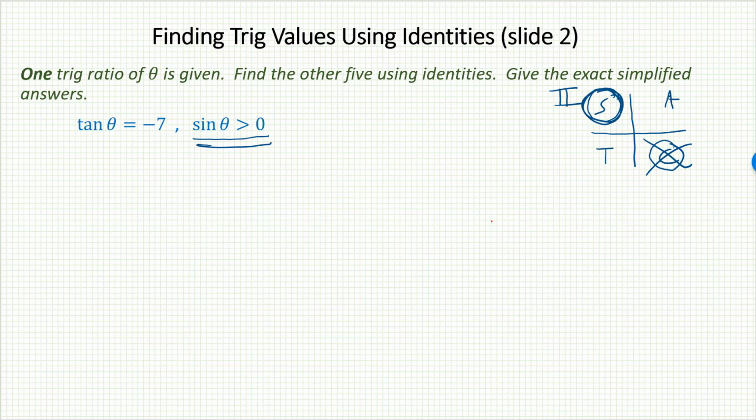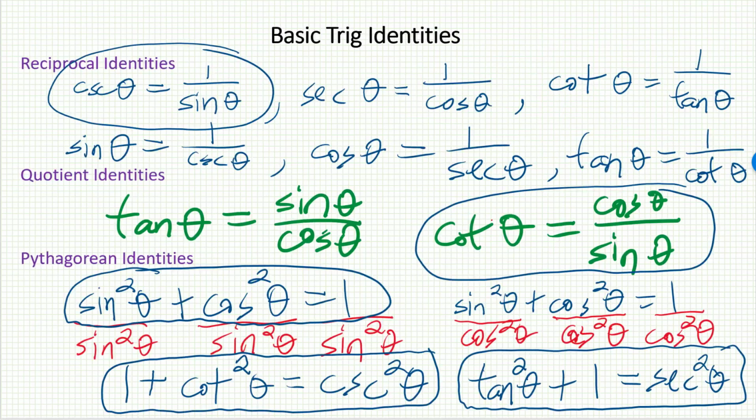Watch how that fact becomes important. Now, where am I going to start here? I don't have enough information to start with one of those quotient identities. I want to get there, but I need to know at least 2 of the ratios to use one of those. All I can do here is to use one of the Pythagorean identities. And you're going to pick the one that matches the information that you have. I was given the tangent function, so I'll use this one.